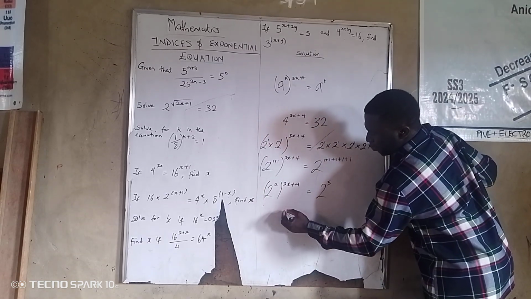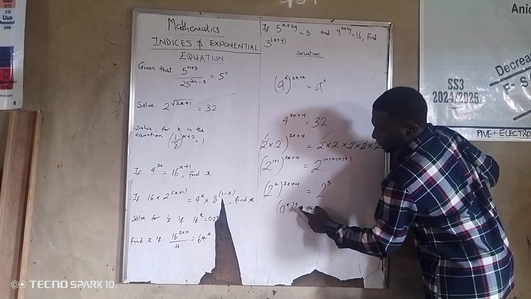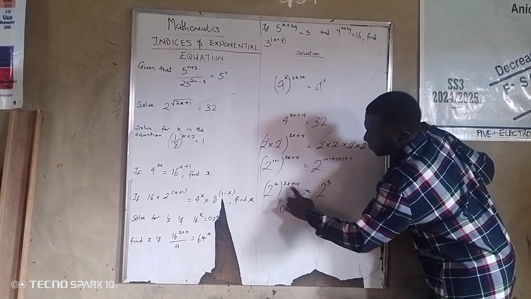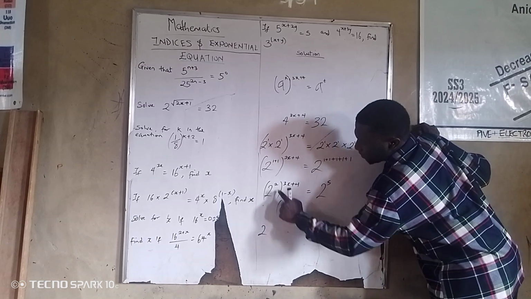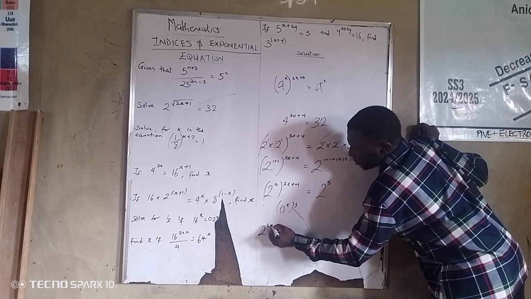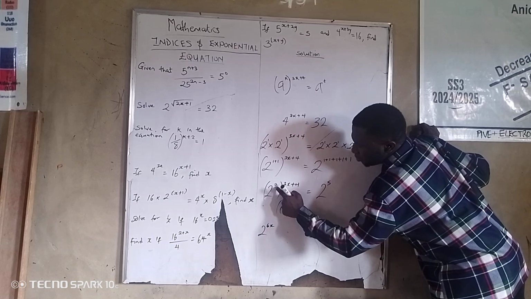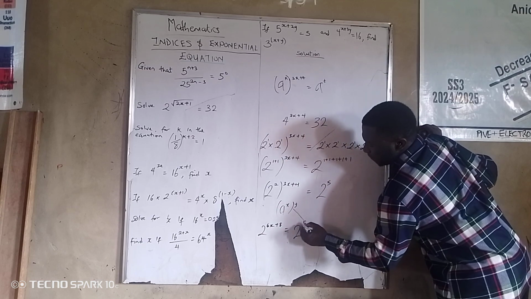this is looking like one of the laws I stated earlier, (a^x)^y. I said you multiply the 2 powers. So that's what we are going to do. We are going to multiply these powers. Now the powers are multiplying each other. 2 times 3x will give you 6x. 2 times 4 will give you plus 8, equals 2 raised to power 5.